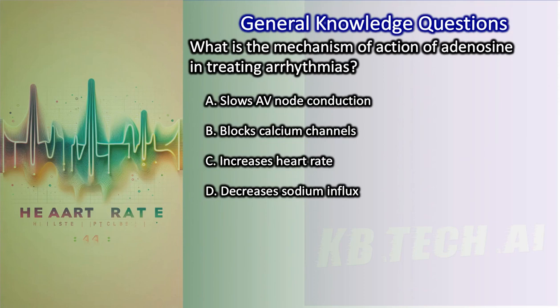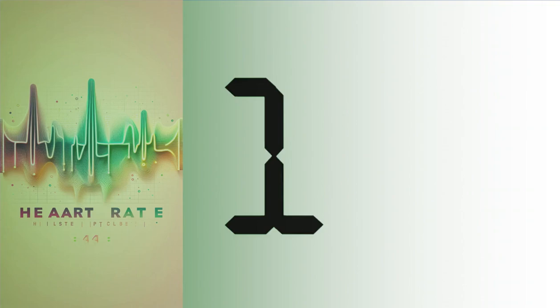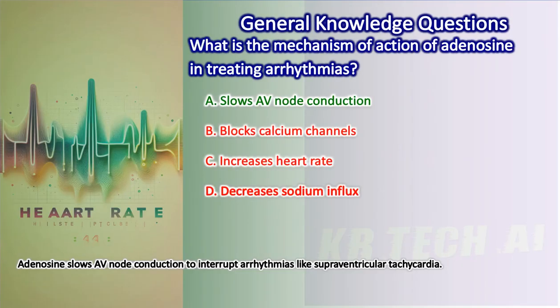Which is the mechanism of action of adenosine in treating arrhythmias? Option 1, slows AV node conduction. Option 2, blocks calcium channels. Option 3, increases heart rate. Option 4, decreases sodium influx. The answer is option 1, slows AV node conduction.